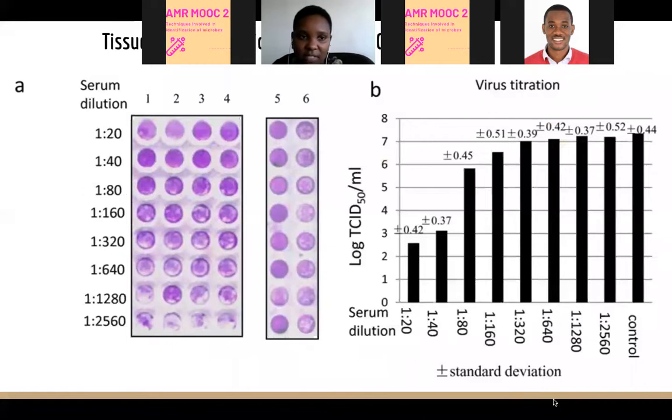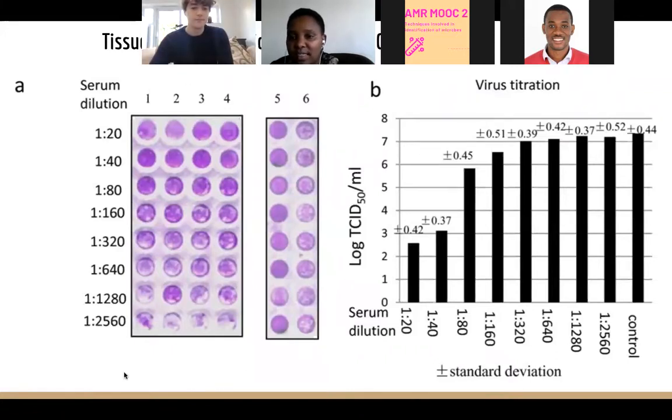This is the TCID 50, a tissue culture infectious dose. As you can see, you have the serum dilution. Here you dilute. Now here is a different case. You have the viruses, and then you have serum dilution. We understand that the serum will contain antibodies against that virus of interest. So when you inoculate a serum with a plaque, you expect the antibodies in the serum to neutralize the plaques in the samples.